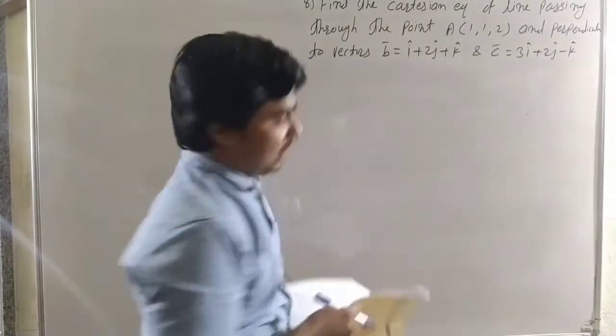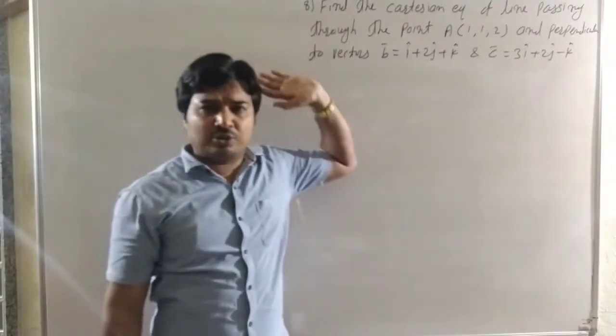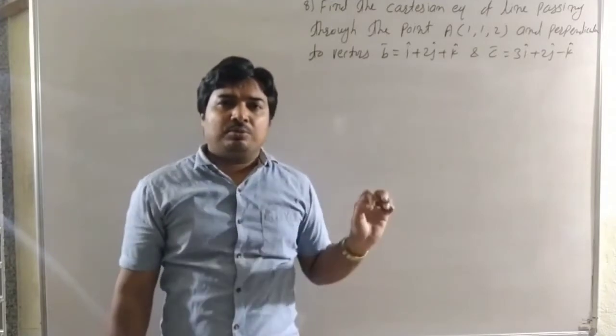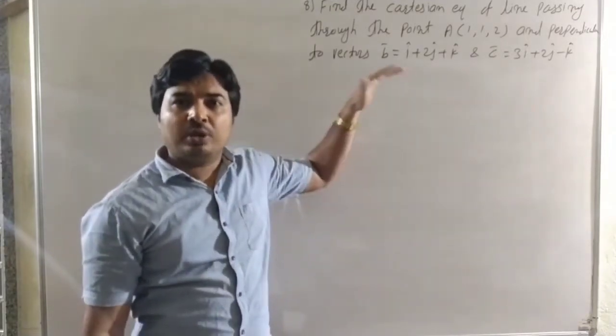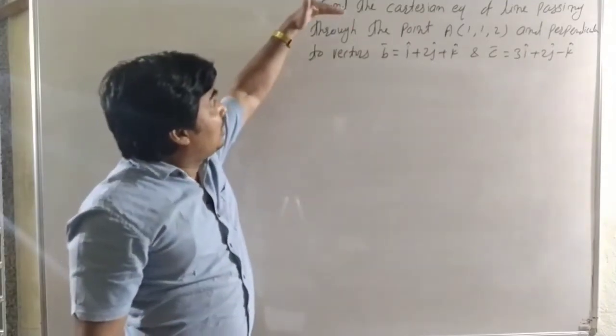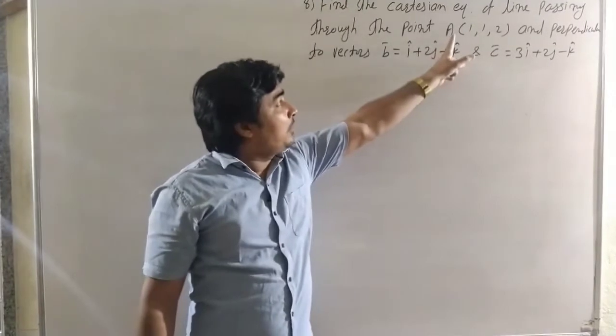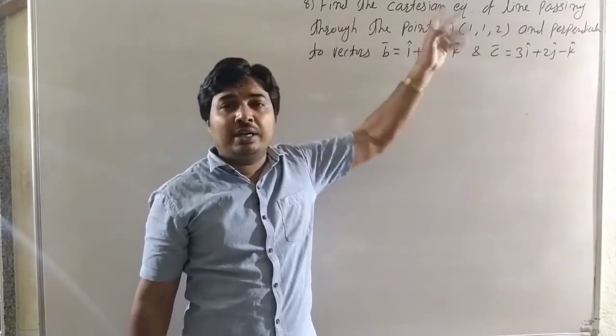Now see carefully. We want to find the Cartesian equation of the line. To find the equation of a line, we need a point it passes through and a parallel vector, that is, the direction ratios of that line. Here the line passes through this point, so it is x1, y1 and z1.